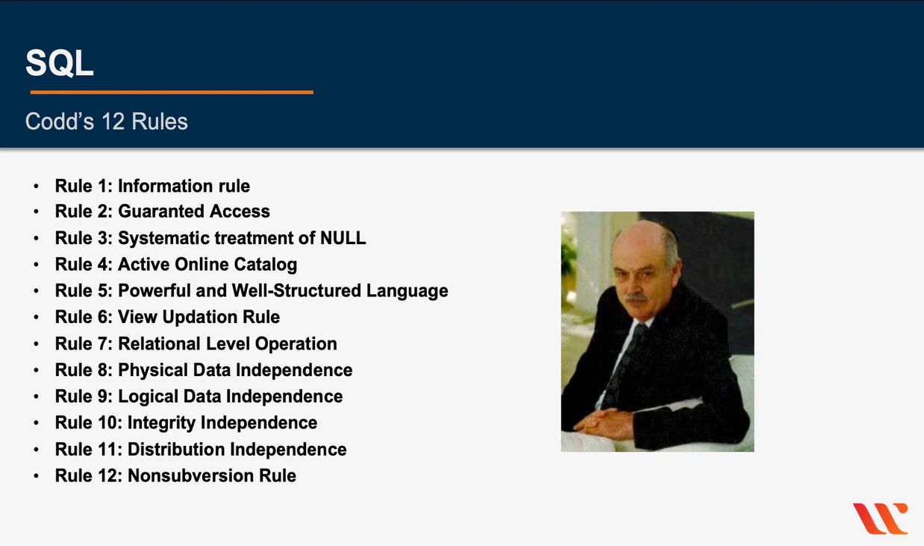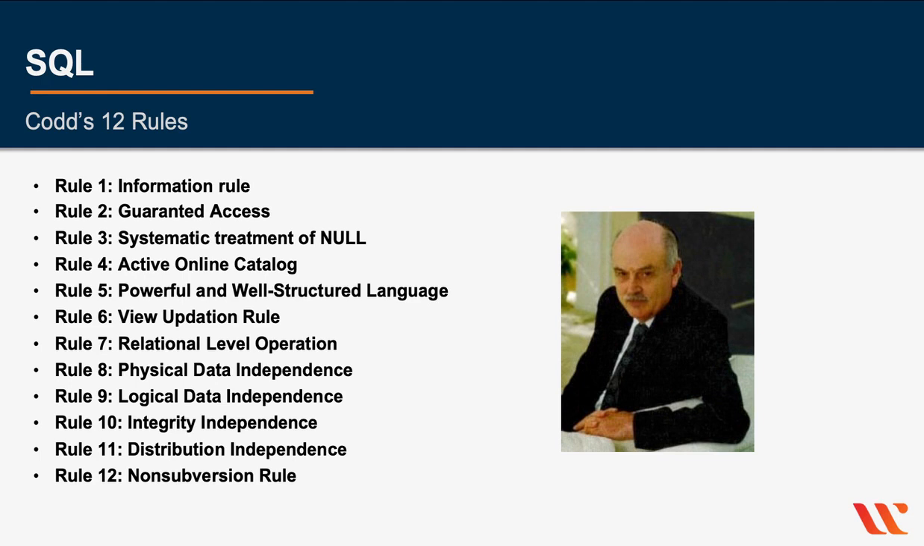Active online catalog. The database dictionary, which is the catalog, is a structure that describes the complete database, and it must be stored online. That catalog must be governed by the same rules as the rest of the database. Powerful and well-structured language. There has to be a well-structured language that provides access to the data to store, manipulate, and so on. And that's, for example, SQL, which is what we'll be talking about here. The view updation rule. All the views that are theoretically updatable should be updatable by the system as well. Relational level operation. There must be insert, delete, update operations at each level of relations. The set operations like union, intersection, and minus should also be supported.